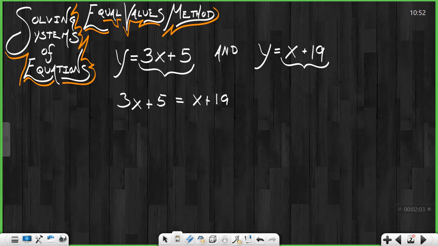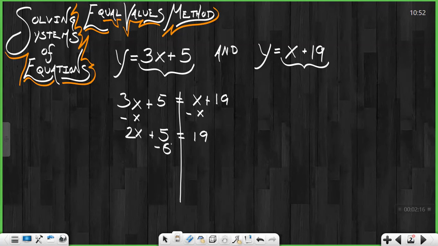Doing this now gives us one equation with only one variable x, and we can draw our line down the center to solve. Subtracting x from each side in order to get my x's over to one side altogether, and then subtracting 5, all right, from each side in order to get my x term completely alone, at which point I will then divide by 2 to get my x as 7. So now I know that x is equal to 7.